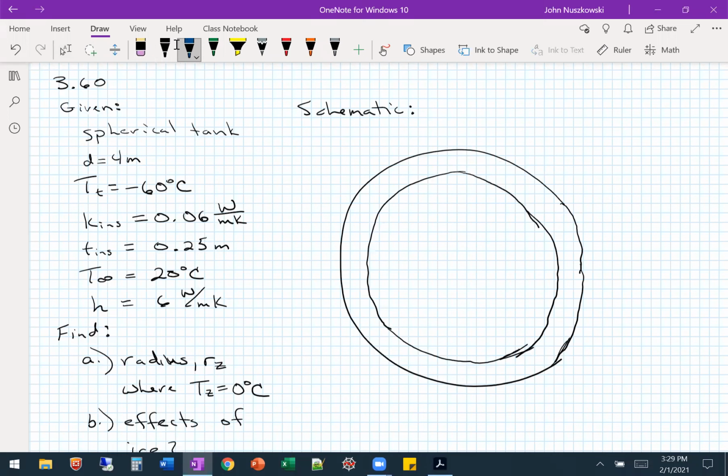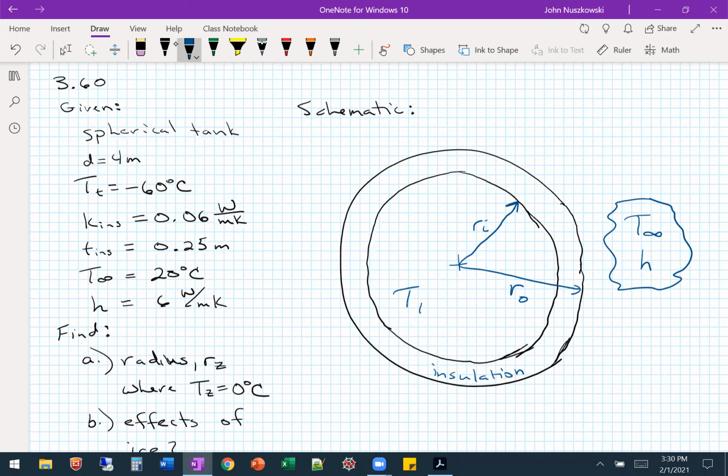All right, so if we now label it, so we have Ri, so that's the inner radius, the outer radius, over here is our T infinity and h. So this is our insulation. The temperature of the tank, and then the thickness, right?